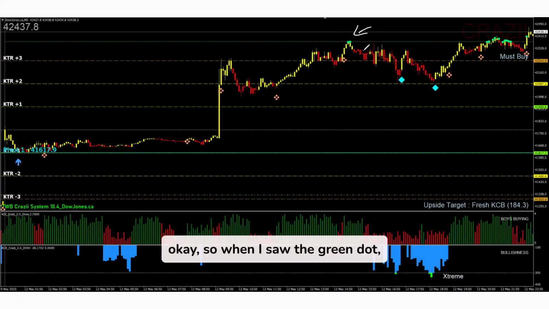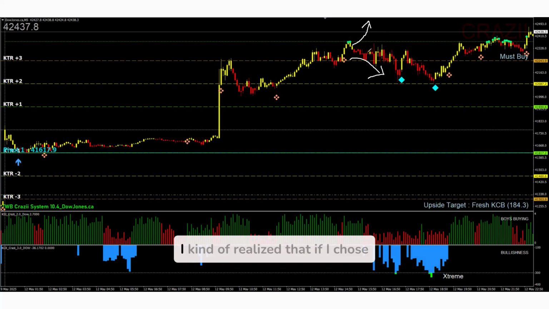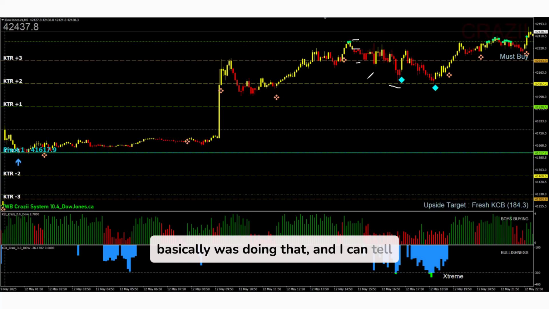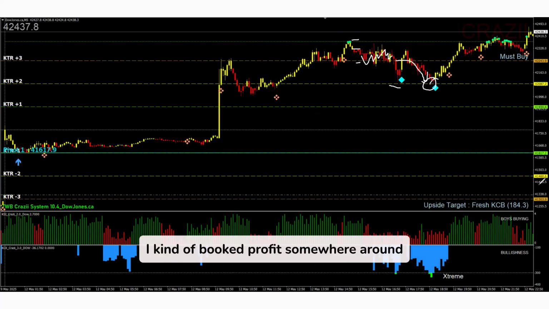So when I saw the green dot and it stayed there, I knew we were going to have a move, either like this or like this. I chose the downside because if I put a sell position here, my stop loss is put here only, but my profit could be this one or this one. I was online with Yao Tong, and we were looking at this, and then in the night it went ding dong and then bang, it came down. So I booked profit somewhere around here.